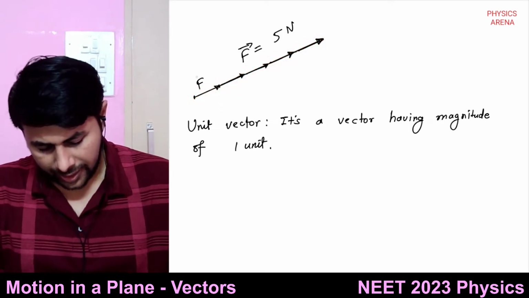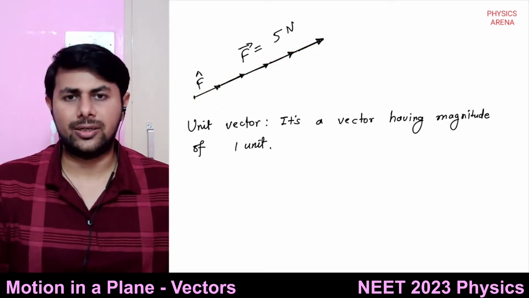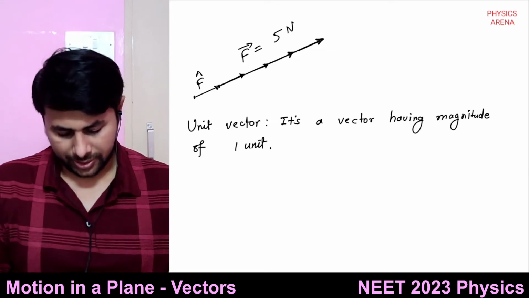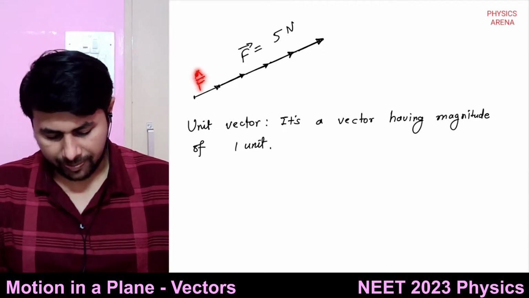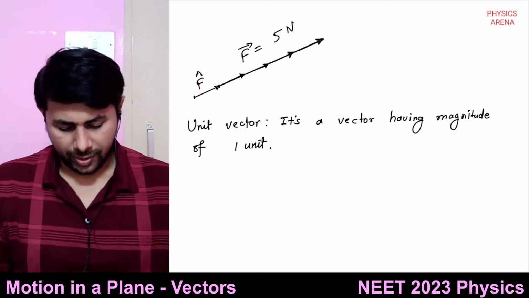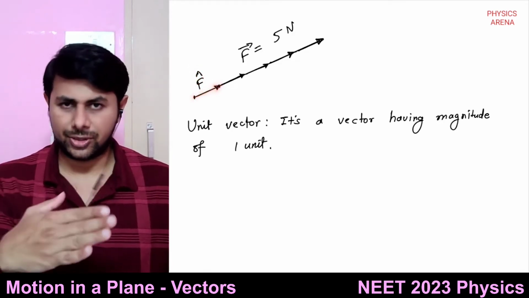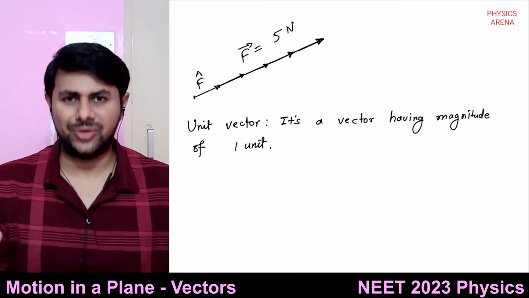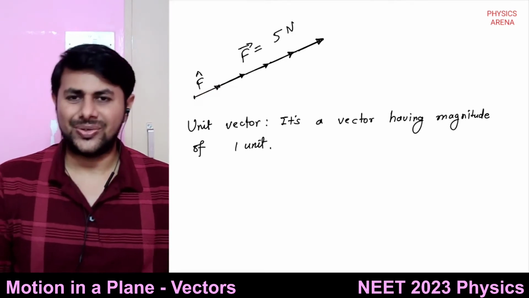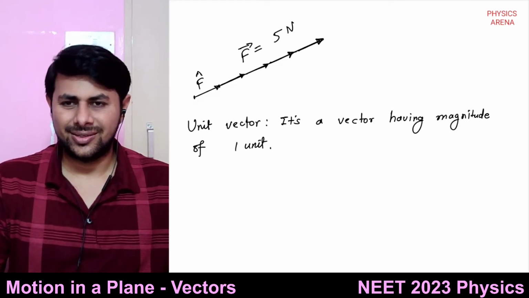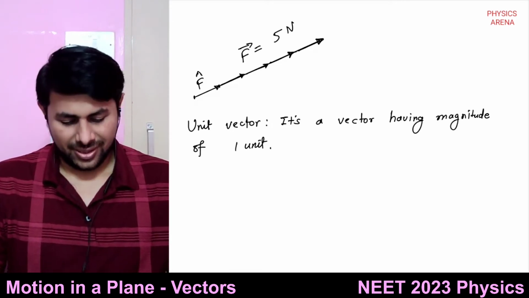To show that it's a unit vector, I put a cap on top of this F. So what does F cap mean? It means that this is a unit vector in the direction of this force. Right?